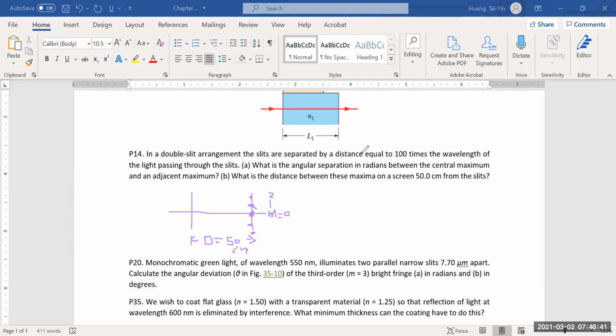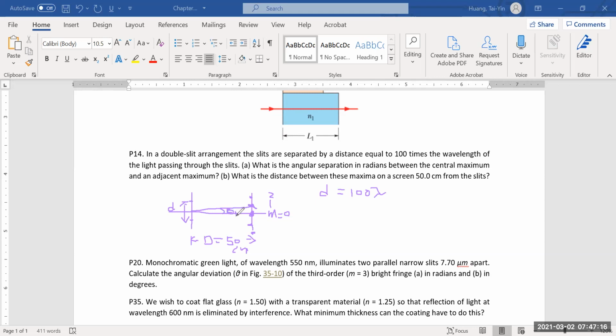Okay, and it says that the slit separation is 100 times the wavelength. So let's say this is slit one and this is slit two, and the slit separation we use a lowercase d. So the slit separation is 100 times the wavelength. Based on this information, you want to find the angular separation. So this is m equal to 1, in other words, you want to find out what that theta 1 is.